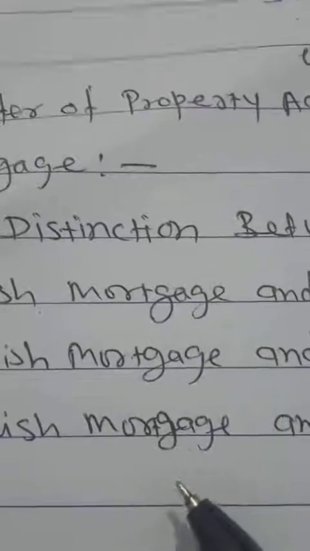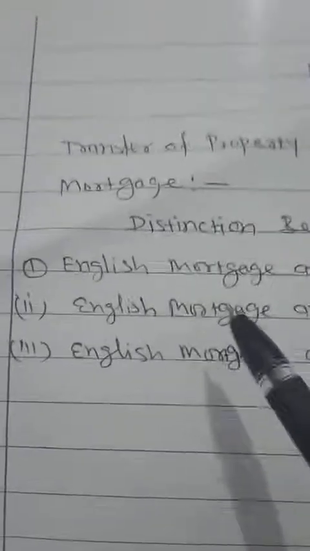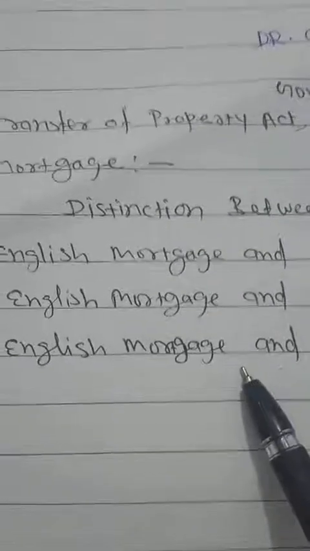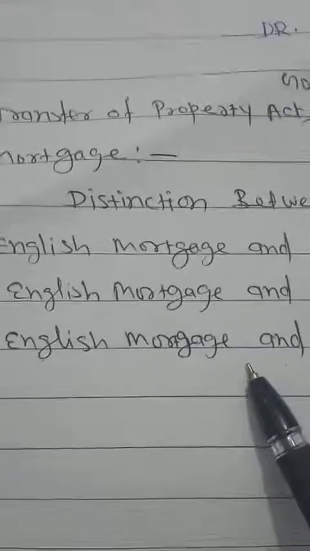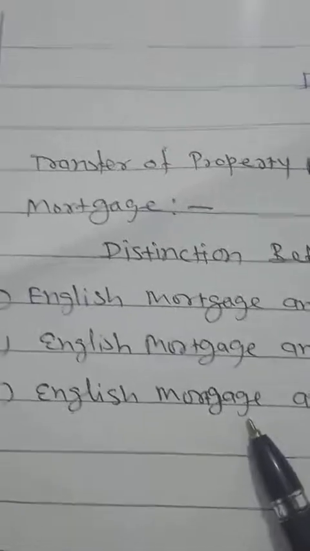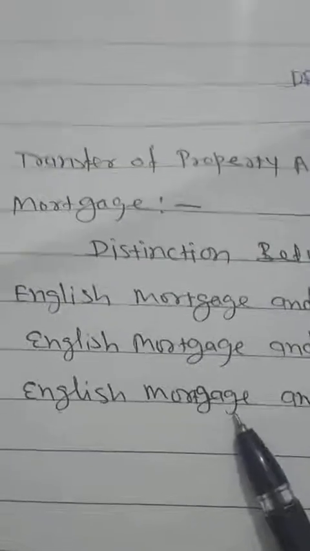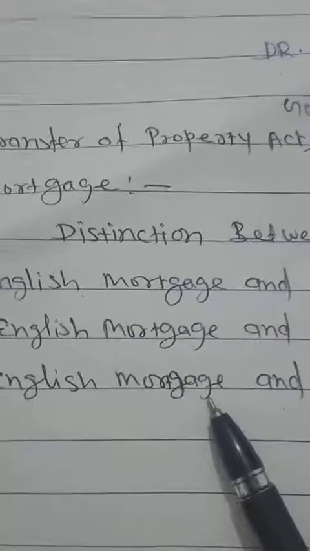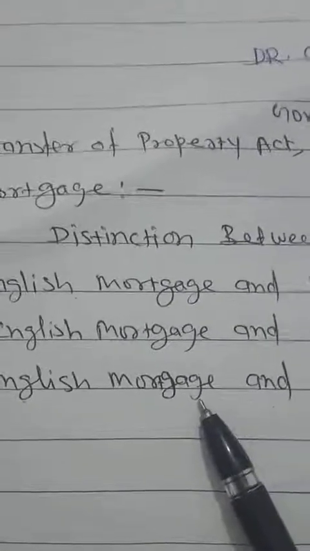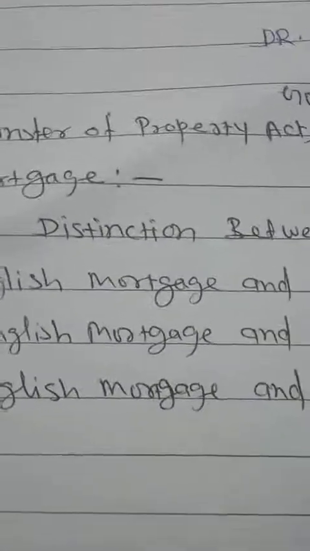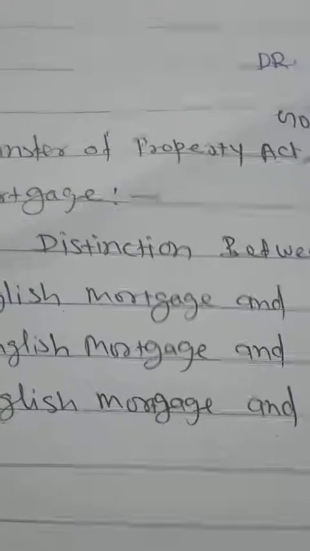Next, right of possession. In English mortgage, the English mortgagee has the right to enter into immediate possession of the property. But in India, according to the Transfer of Property Act 1882, in mortgage by conditional sale the mortgagee has no such right. So these are the very basic differences between various mortgages and English mortgage.